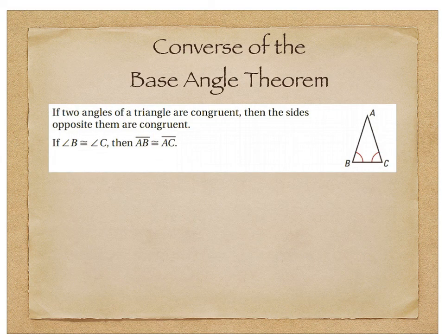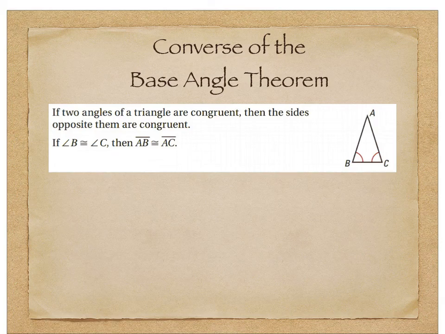Real easy one. It's the converse of the base angle theorem. You guys remember the converse is where we exchange the hypothesis and the conclusion. The base angle theorem says that if the triangle is isosceles, meaning that it has two congruent sides, then it has two congruent angles, right? This converse says if it has two congruent angles, then the sides have to be congruent. It's simply the converse. We have switched the hypothesis and the conclusion.